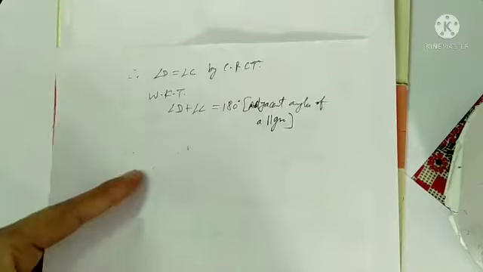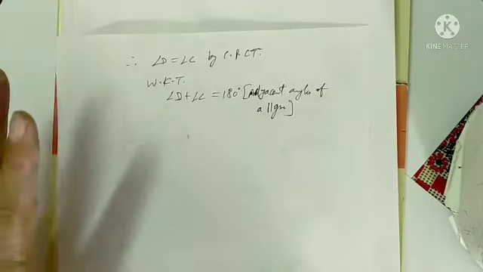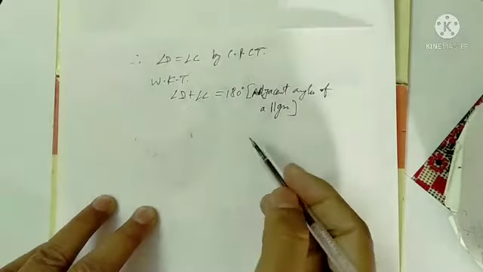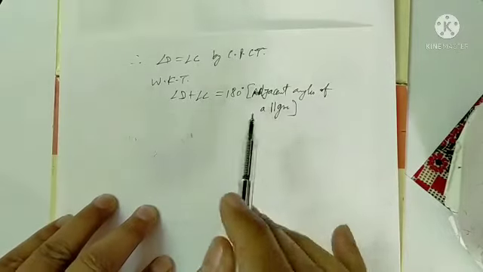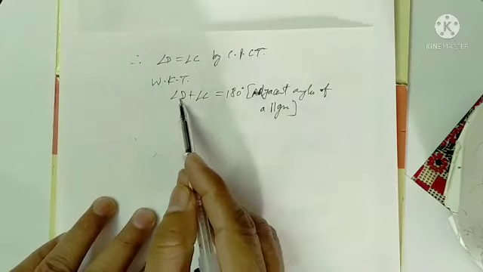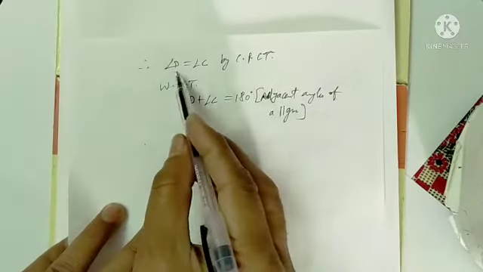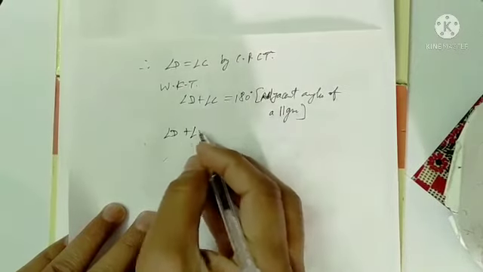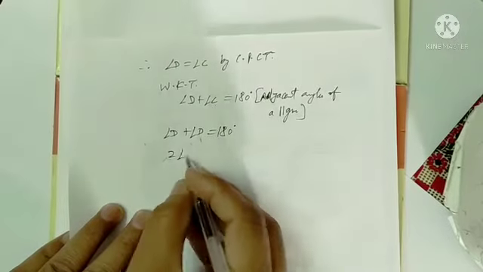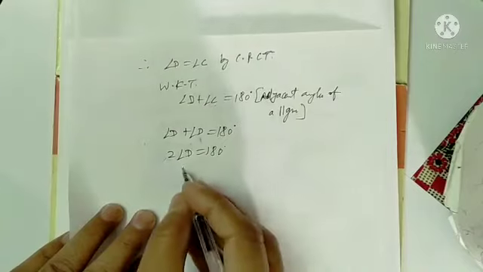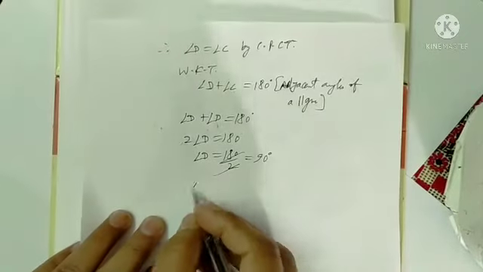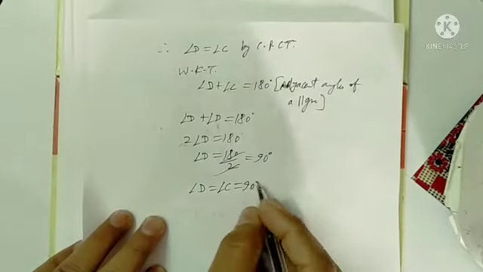Why is it a parallelogram? Because all four sides are equal, it is a rhombus, and every rhombus is a parallelogram. That's why I have written angle D plus angle C equal to 180. And we have proved already angle D and angle C are equal. So angle D plus angle D is equal to 180, so twice angle D is equal to 180 degrees. So angle D is equal to 180 upon 2, which is 90 degrees. Therefore angle D is equal to angle C is equal to 90 degrees.